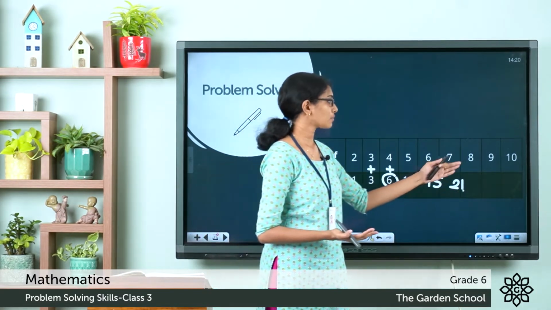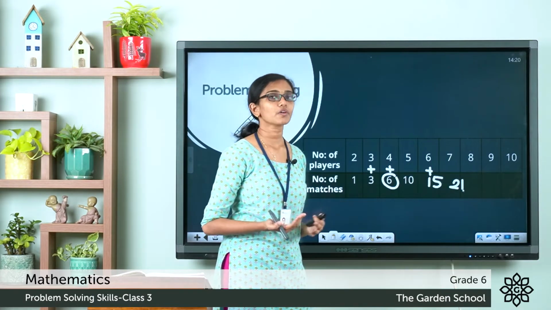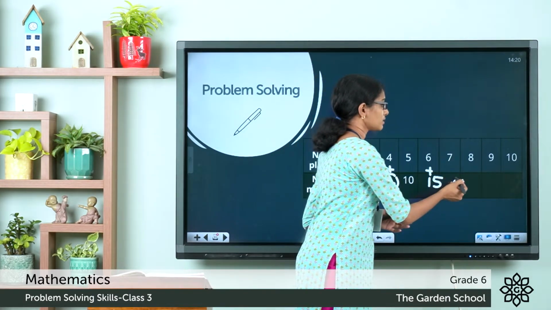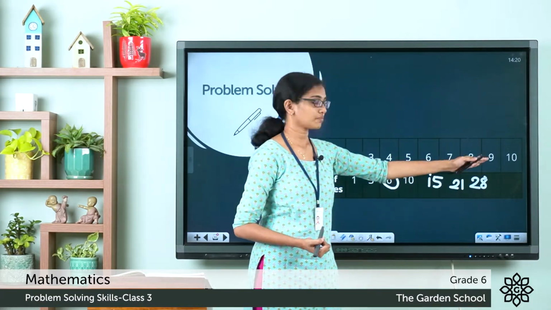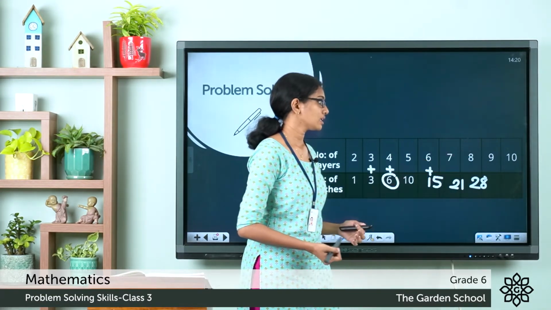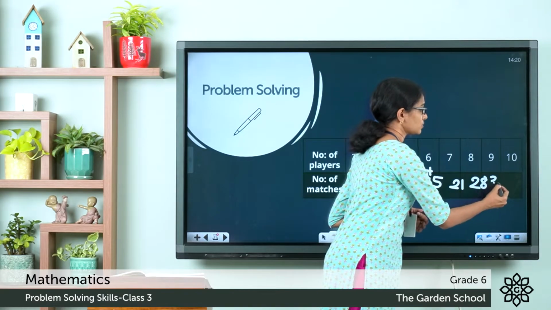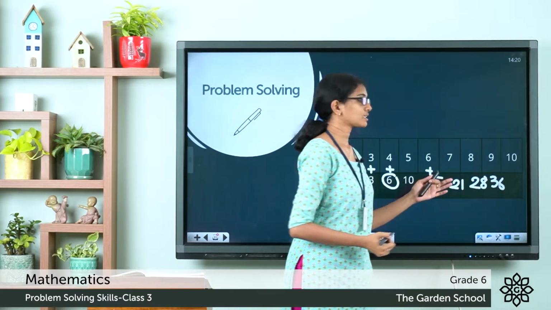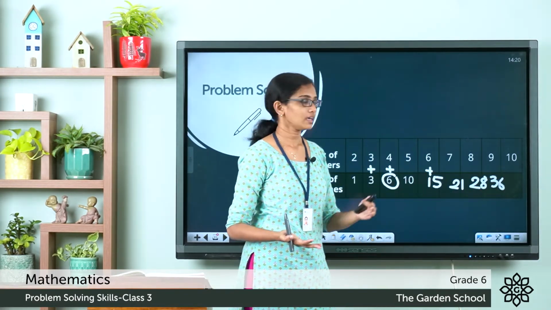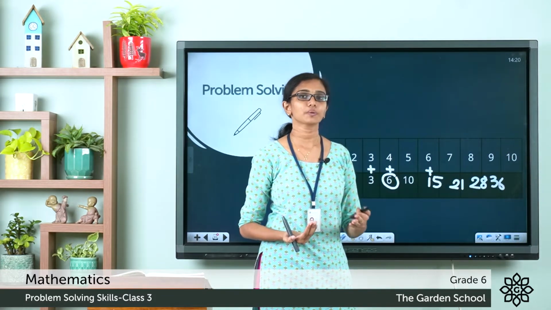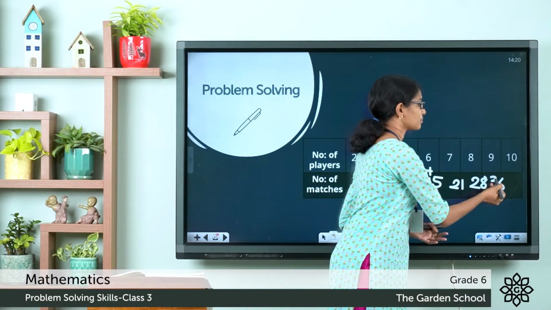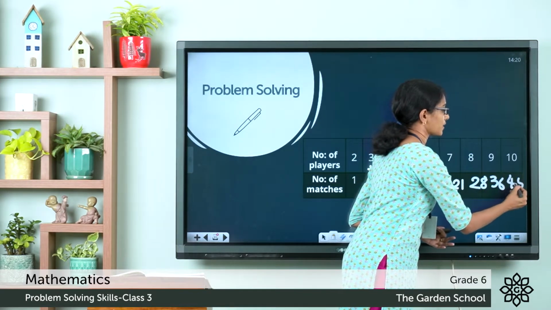Now, when the number of players is equal to 8, the number of possible matches will be 7 plus 21, 28. Now, when the number of players is equal to 9, the matches possible will be equal to 8 plus 28, 36. Similarly, when the number of players is equal to 10, the possible number of matches will be equal to 9 plus 36, which is equal to 45.